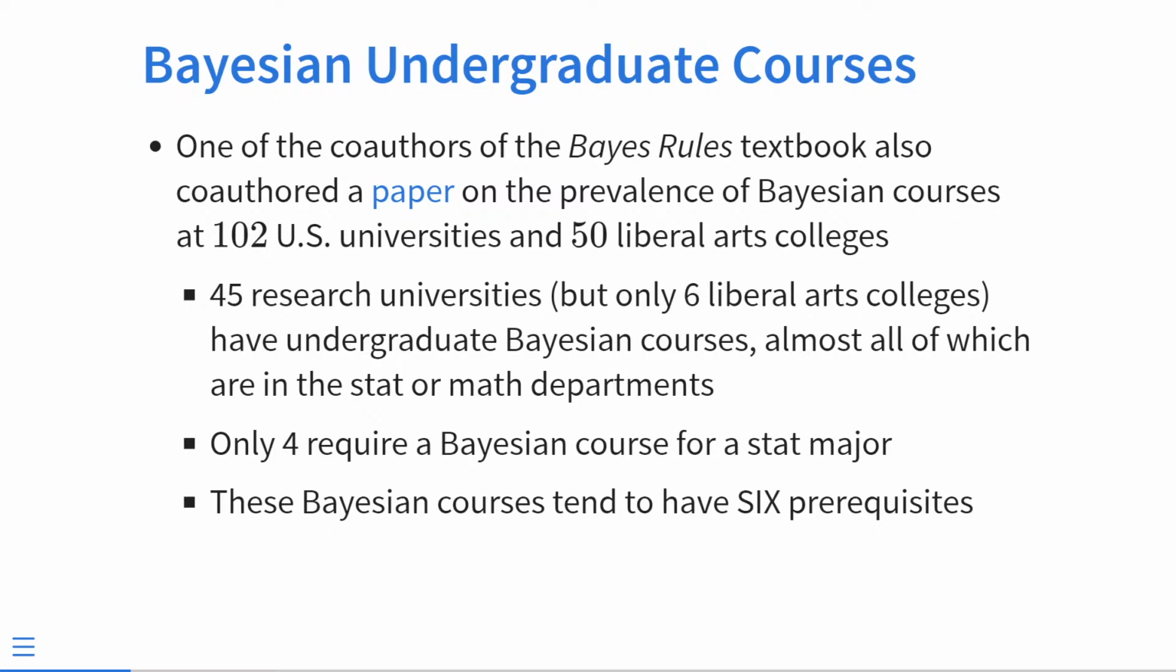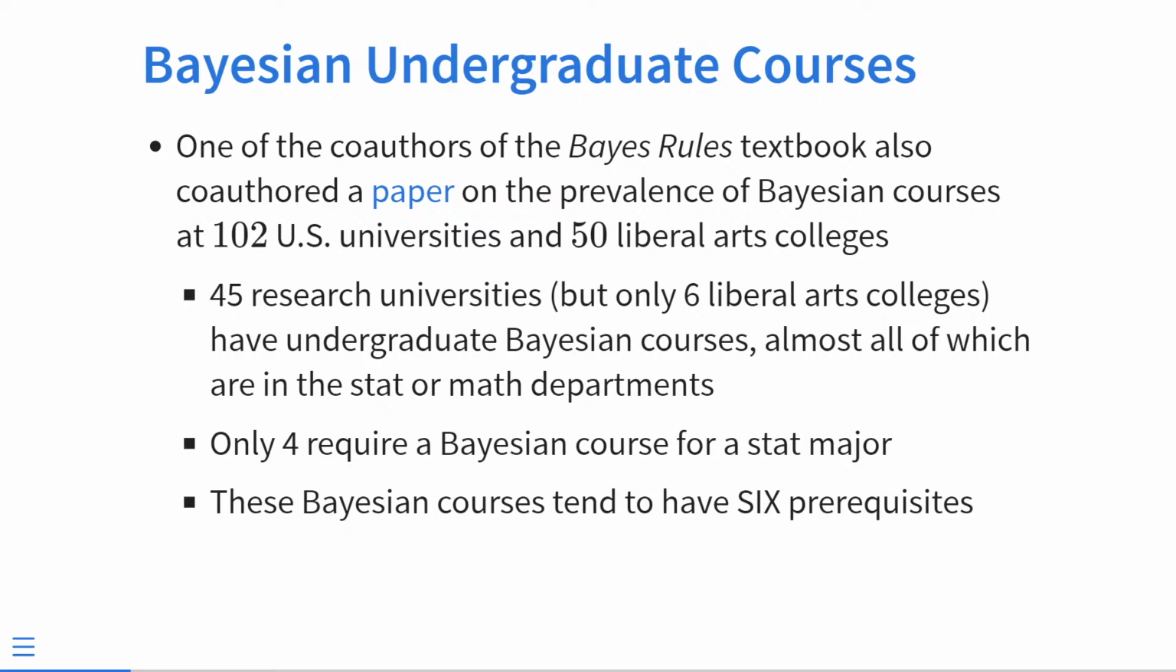And they wrote a paper about the prevalence or lack thereof of Bayesian courses at US universities and liberal arts colleges. So we're talking about the United States here. I don't know what is offered in every university in the world, but I'm pretty sure it's unlikely that you would be offered a Bayesian class outside of English speaking universities. So anyway, let's just talk about the United States here. Of the 102 research universities, 45 of them had an undergraduate Bayesian class, so that's a little less than half. But of the liberal arts colleges, it's only 6 out of 50.